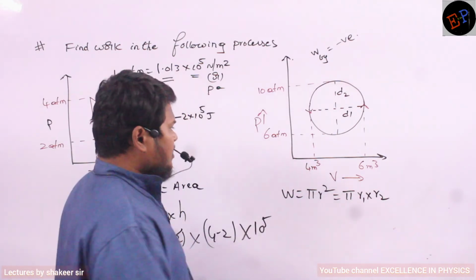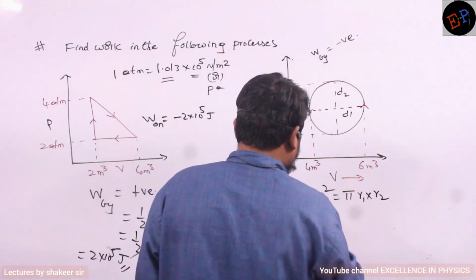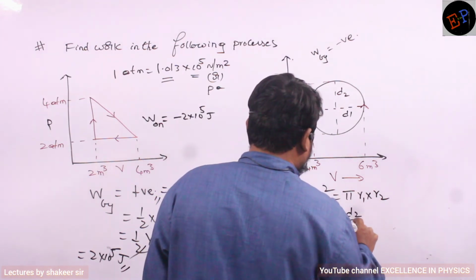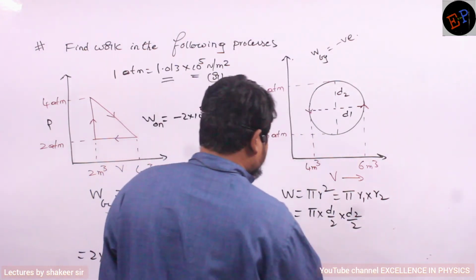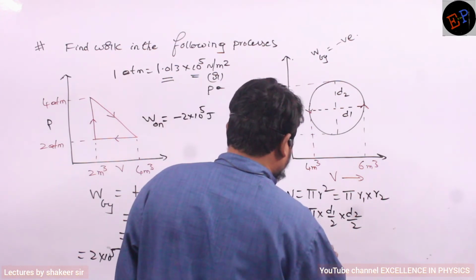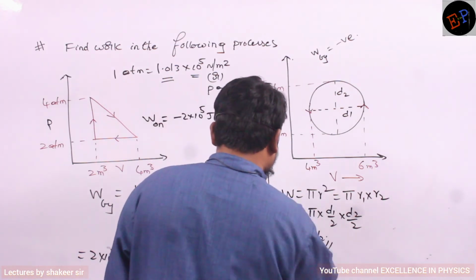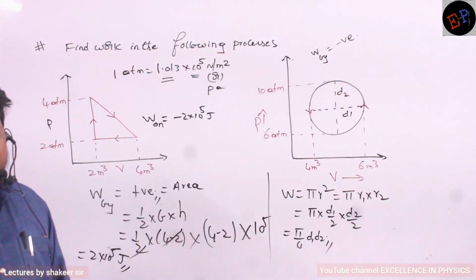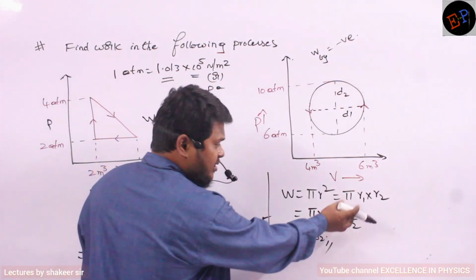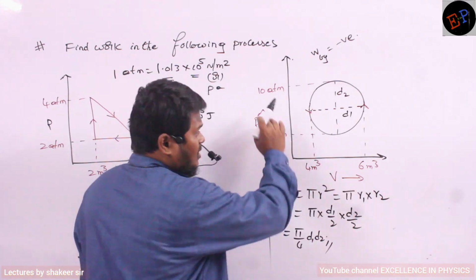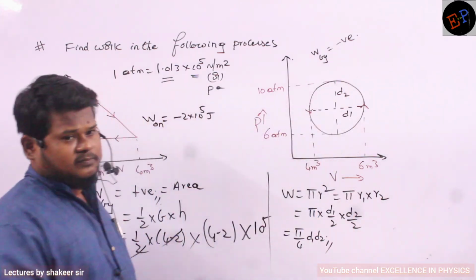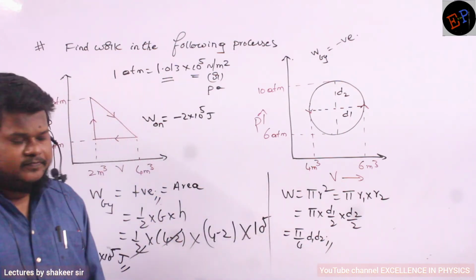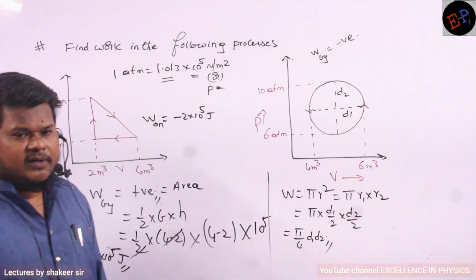Are you able to understand? And if I know the diameters, how can I write? Instead of r1, I can write d1 by 2. Instead of r2, I can write d2 by 2. So I can write pi by 4 d1 d2. This is the equation for work done. Actually, pi r square's actual meaning is r1 multiplied by r2. R can also be written as d by 2, half of the diameter. So therefore pi by 4 multiplied by d1 into d2.